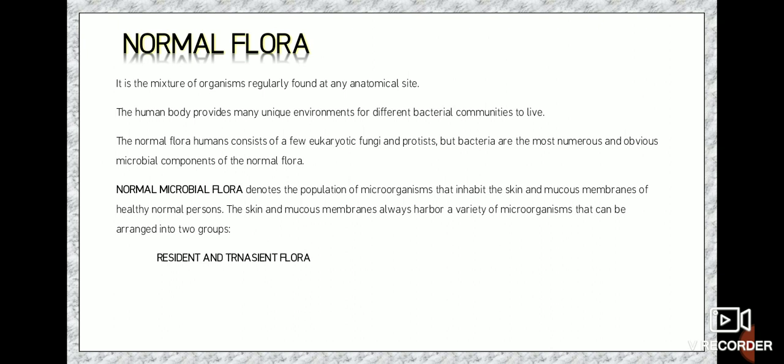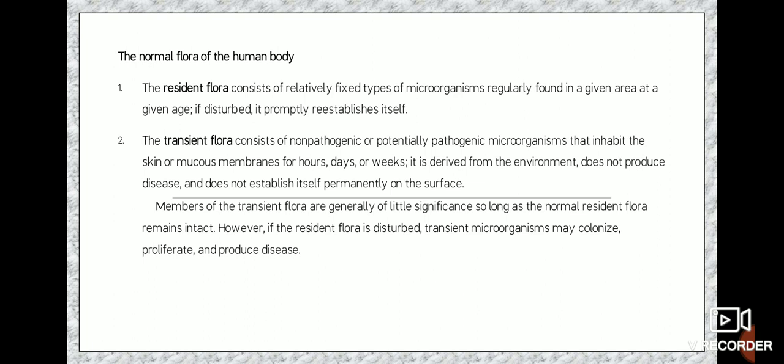And normal microbial flora denotes the population of microorganisms that inhabit the skin and mucous membrane of healthy normal persons. The skin and mucous membrane always harbor a variety of organisms. These microorganisms can be arranged into two groups, the resident and transient flora. The resident flora consists of relatively fixed types of microorganisms regularly found in a given area at a given age. If disturbed, it will promptly reestablish itself.